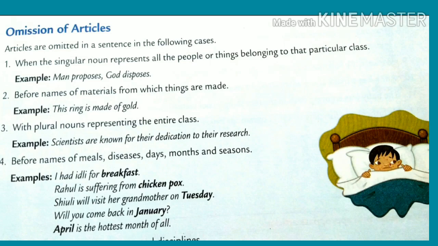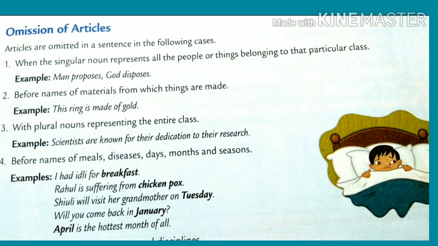Second one, before names of materials from which things are made. Example, this string is made of gold. We should not use articles before the names of materials from which things are made, like gold, silver, wood. This string is made of gold. We should not use any article before gold.